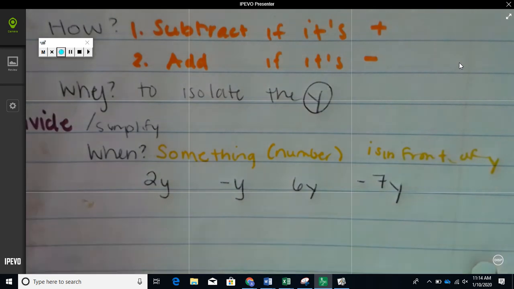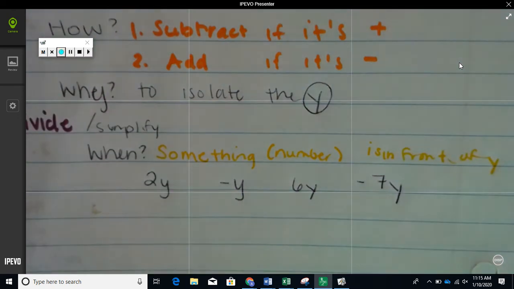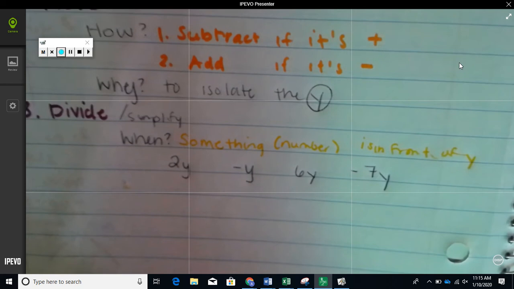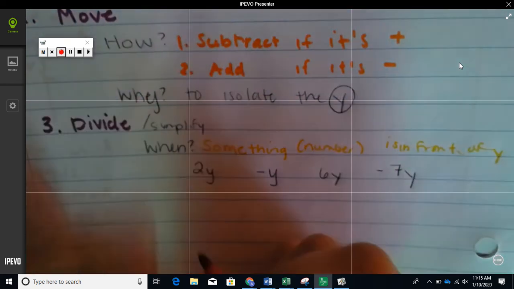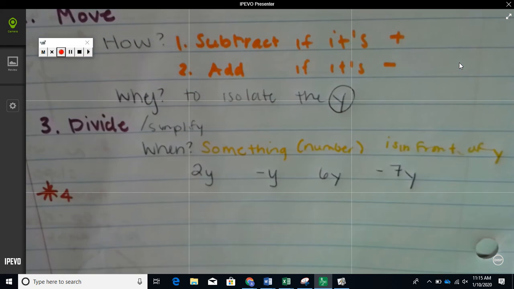So this hopefully is not new. We've done this before. You remember how to do this. The only thing that's new today is this part that we're going to do right now. This is something new and different because it's an inequality. So this is the last step, step number 4. Everything else before this we've done before.